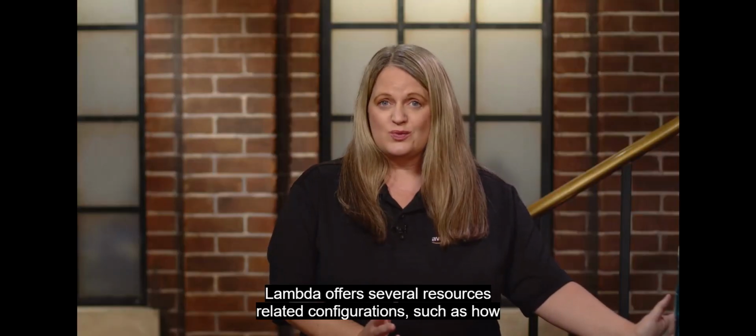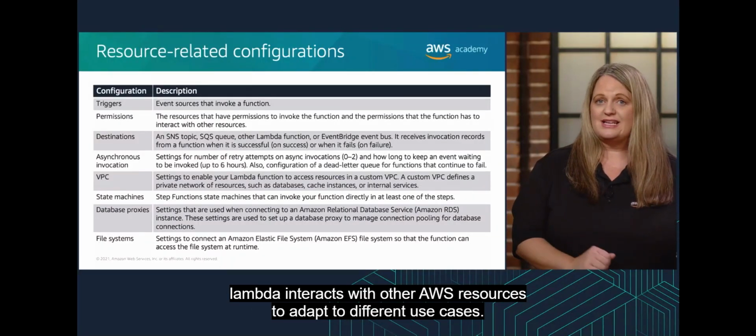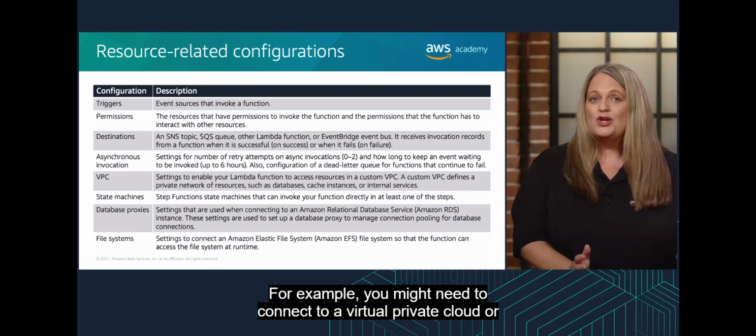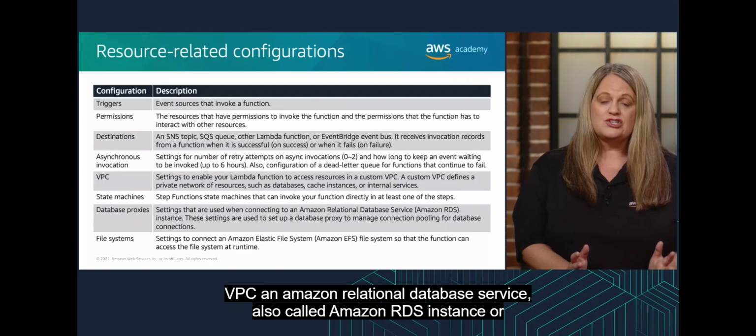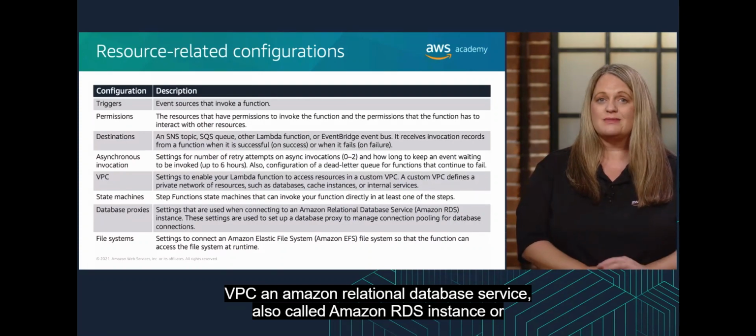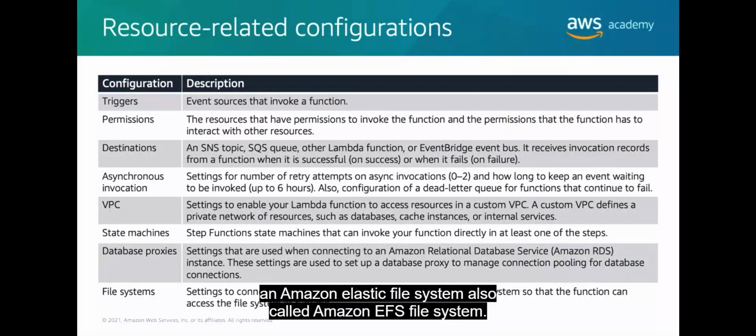Lambda offers several resource-related configurations, such as how Lambda interacts with other AWS resources to adapt to different use cases. For example, you might need to connect to a private cloud or VPC, an Amazon Relational Database Service, also called Amazon RDS, instance, or an Amazon Elastic File System, also called Amazon EFS file system.